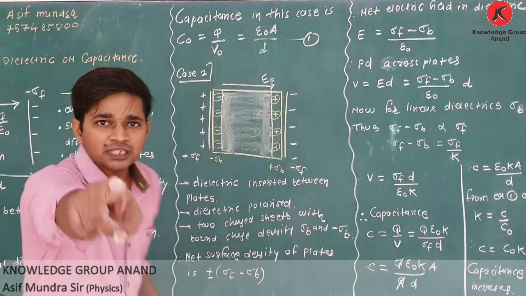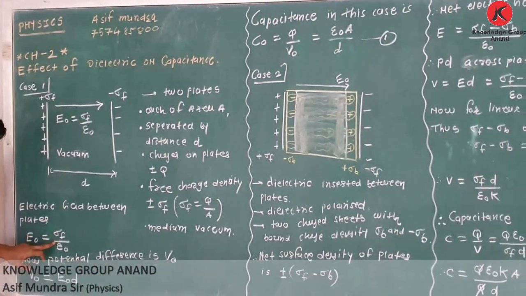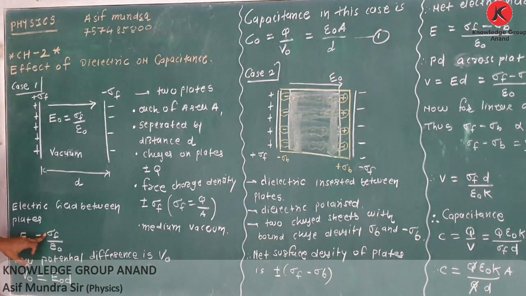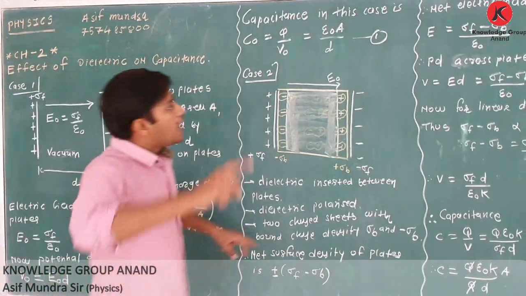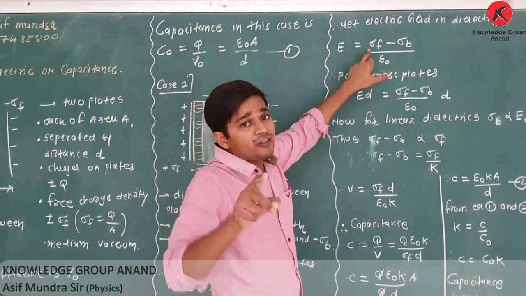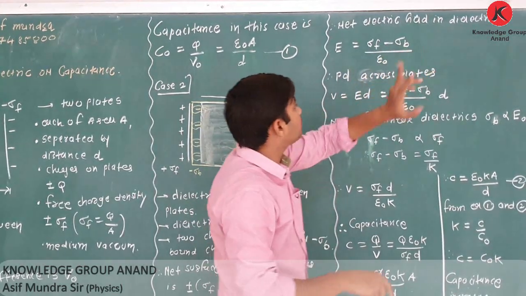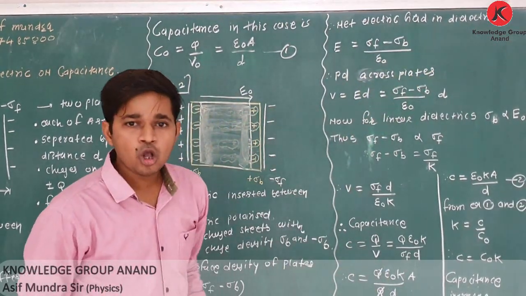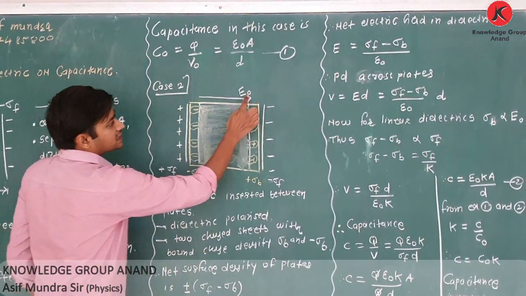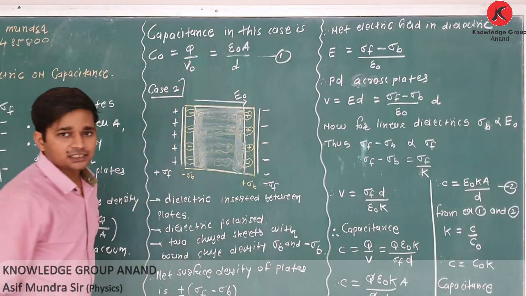Yes or no? Now see here the equation. E0 is equal to sigma F upon epsilon 0. This electric field depends on surface charge density. Now the net electric field in the dielectric E is equal to, what is now the net surface charge density? Sigma F minus sigma B upon epsilon 0. Clear? Or what is another method? See, this E0 is the electric field due to free charges.